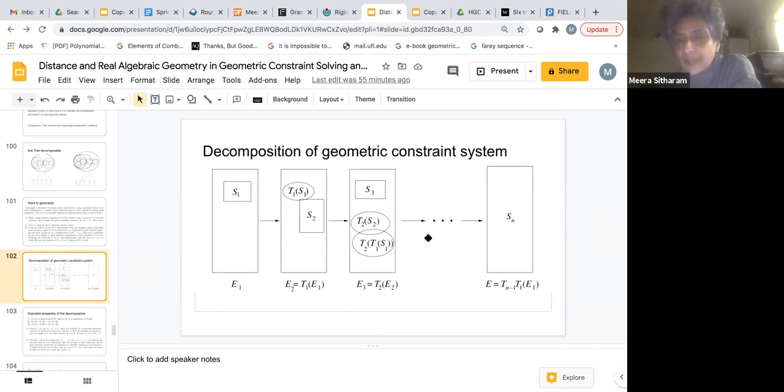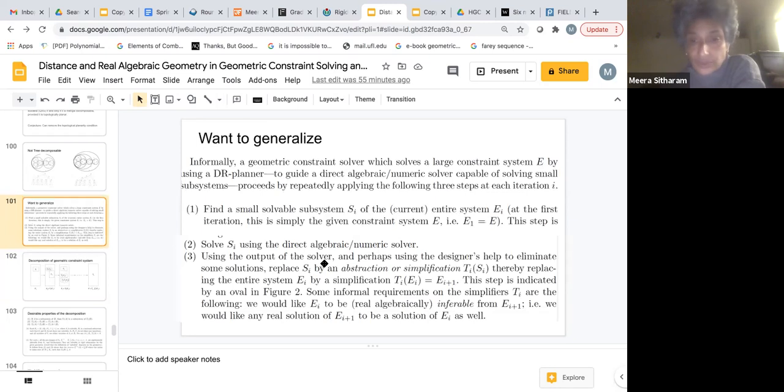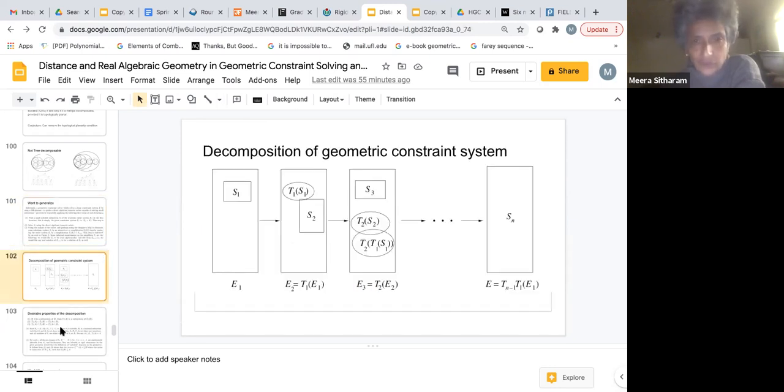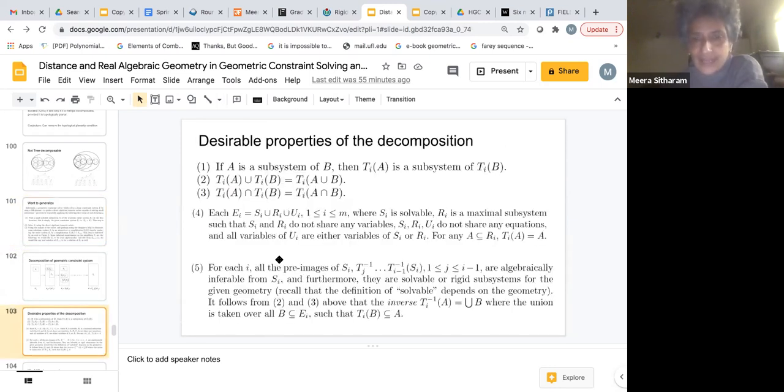So this is essentially a schematic of how you do this. We have linearly ordered this, but it doesn't have to be a linear order. You could pick S1 and S2 at the same time, for example, if you can keep the other conditions of simplification and so forth preserved. So these are some kind of subsystem simplifiers. If you look at the desirable properties of the decomposition, essentially we want to make sure that these transformations or simplifications that you do preserve subsystems.